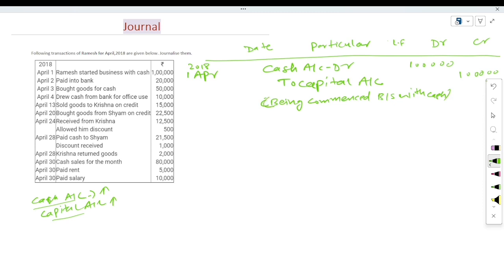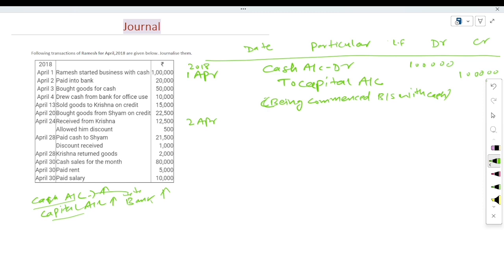Now come to the next transaction. The next transaction is happening on 2nd April. What is happening here? Paid into bank rupees 20,000. You have a cash balance and this cash balance you will deposit into the bank. It means here cash and bank account, both accounts will arise. And what will be the rule? Whenever you deposit your cash into the bank, your bank balance will be increased and your cash balance will be decreased.